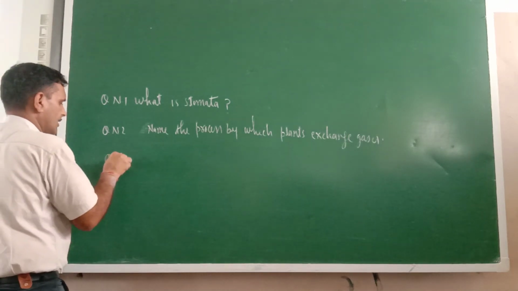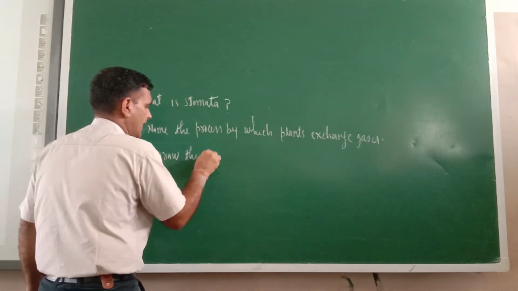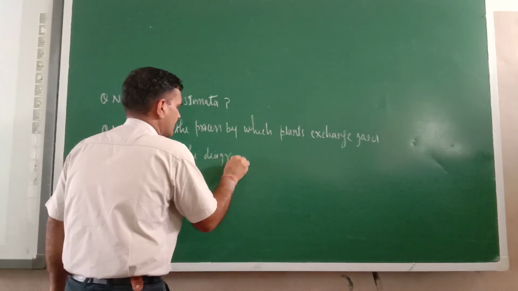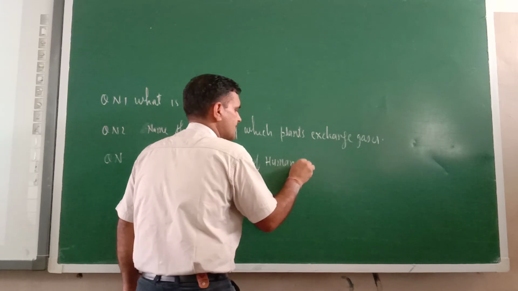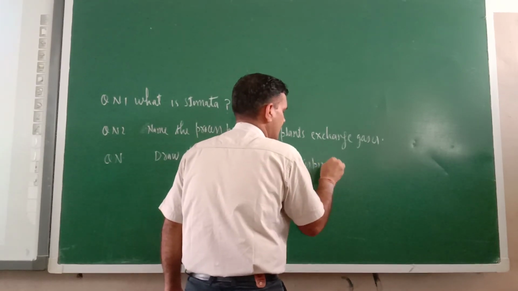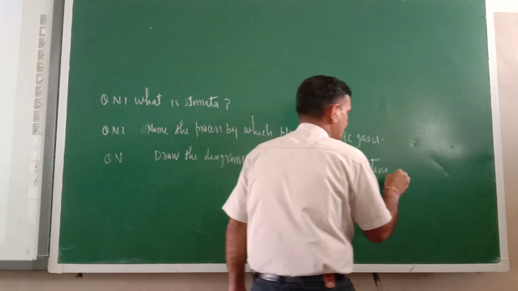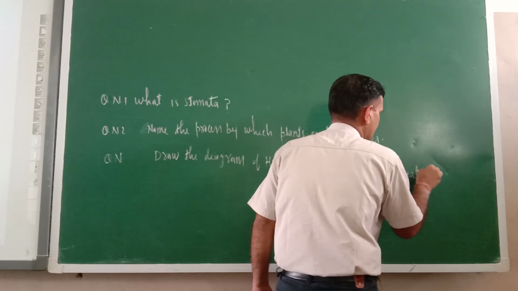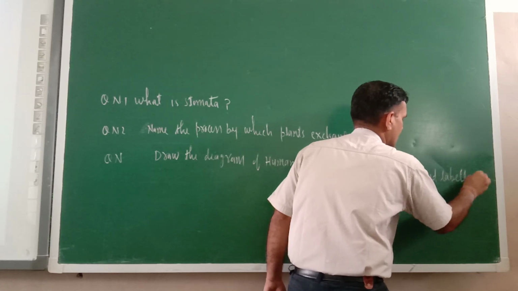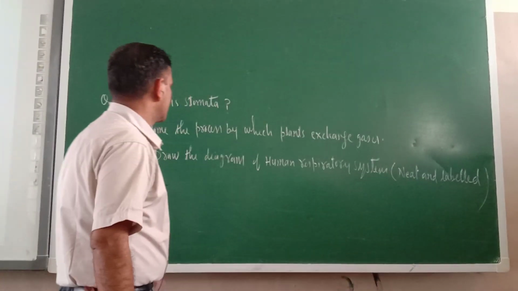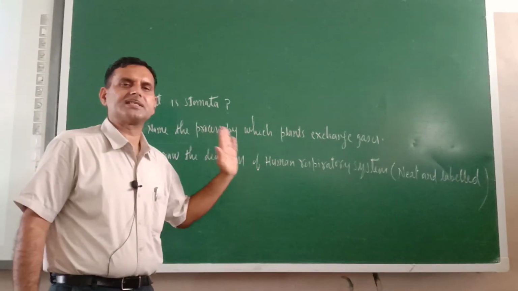Question number 3. Draw the diagram of the human respiratory system. Neat and labelled diagram. Labelled diagram is required. So just write down the answers of these questions, and tomorrow I will complete your NCERT exercise also.